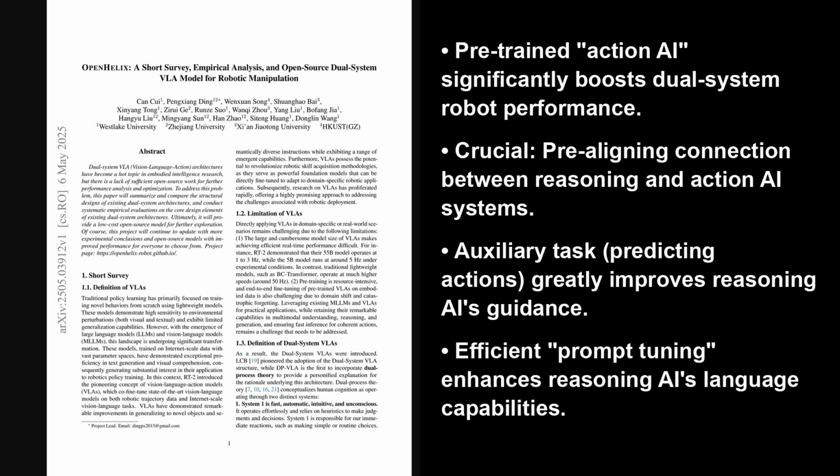Alright, today we are looking at a research paper titled OpenHelix, a short survey, empirical analysis, and open source dual system VLA model for robotic manipulation, which appeared on Hugging Face's trending list just 6 days ago. This paper tackles the need for open resources for dual system vision language action architectures, or VLAs. These VLAs are AI systems for embodied intelligence, essentially AI that interacts with the physical world. They use two parts: a thoughtful system 2, often a large multimodal LLM for reasoning, and a quick system 1, a policy network for actions, aiming to provide an open source model.